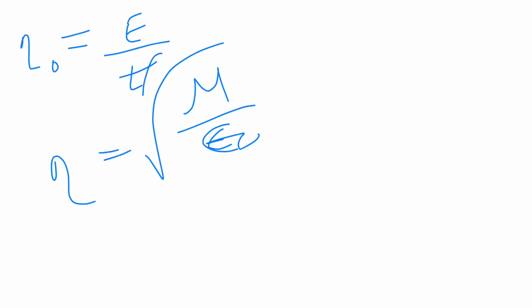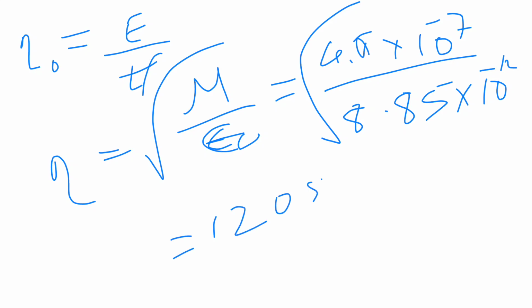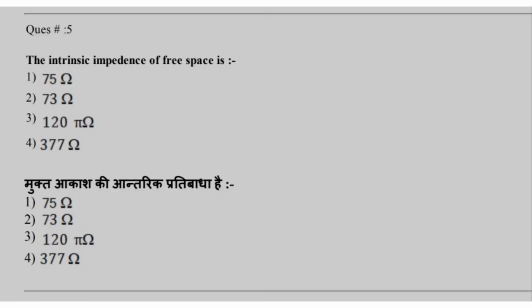So when you put the values in this formula, that is 4 pi into 10 to the minus 7 divided by 8.85 into 10 to the minus 12, we can simplify this. We will get 120 pi ohm, and its numerical value is 377 ohm. So here the right answer is option number 4. But option number 4 is not given, so the right answer is option number 3. So both are correct.